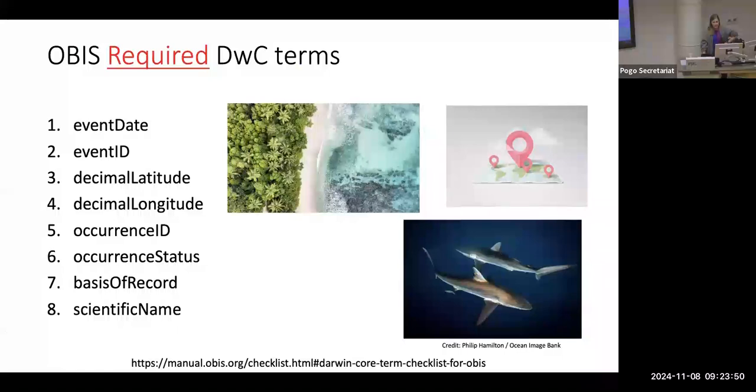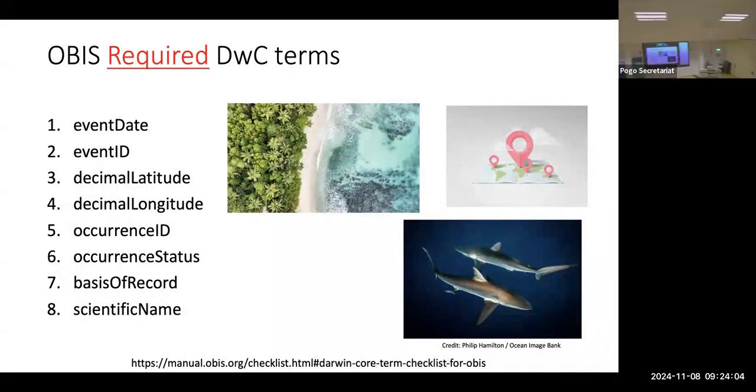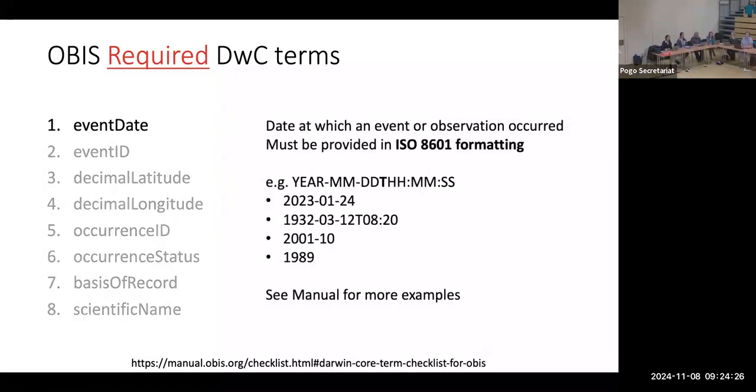So these are the required OBIS Darwin Core terms. It's not a lot, so you can add very minimal information. Of course, this is not what OBIS is for. We want to have all the contextual information that is needed for data reusability. But basically, we look at events, so the dates and locations of where you took your sample, your occurrence, the basis of record, and of course the name of the species that you observed. What does basis of record mean? I will get to that in a bit.